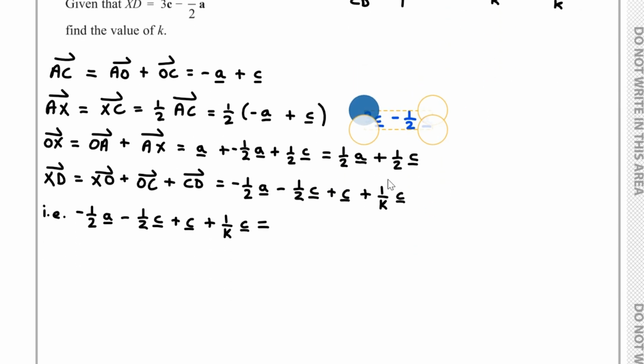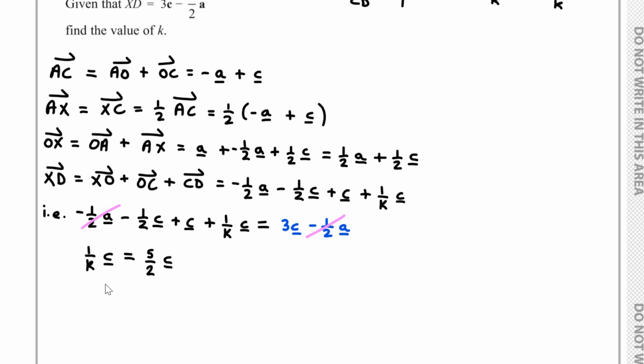So here, these are the same. So this cancels with this. I've got minus 1/2 C plus another 1/2 C. That's going to be 1/2 C. And if I take this over to the other side, we've got on the right hand side 5/2 C, and on the left hand side I've got the 1/K C.